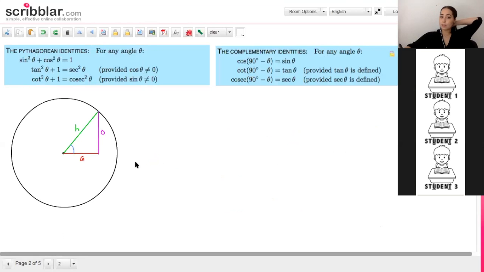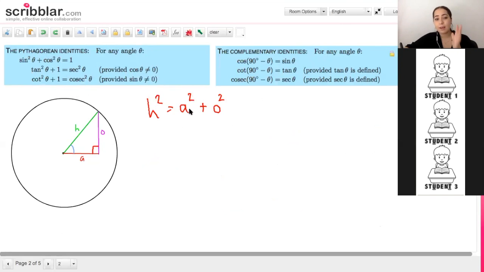And then to the next one. The Pythagorean identities and the complementary identities. Pythag obviously comes from a right angle triangle, and he relates the sides. So he states that h squared equals a squared plus o squared. And then when you move on to these identities here, they basically derive from this, which is also like the equation of a circle.